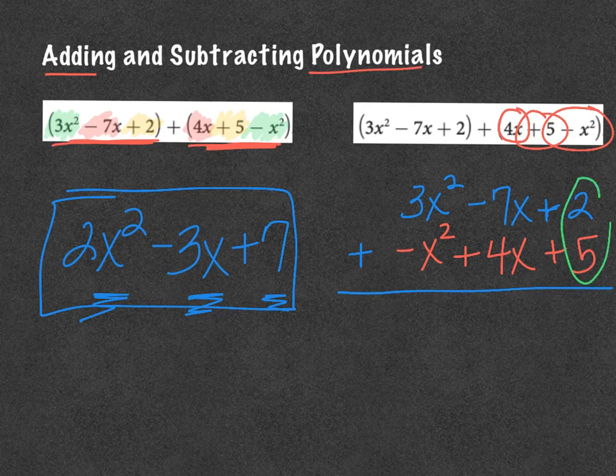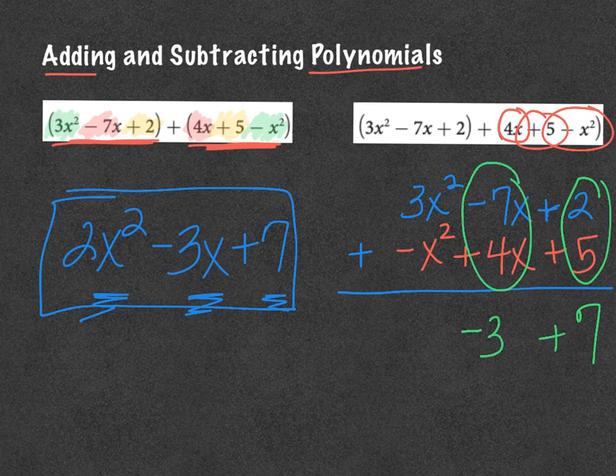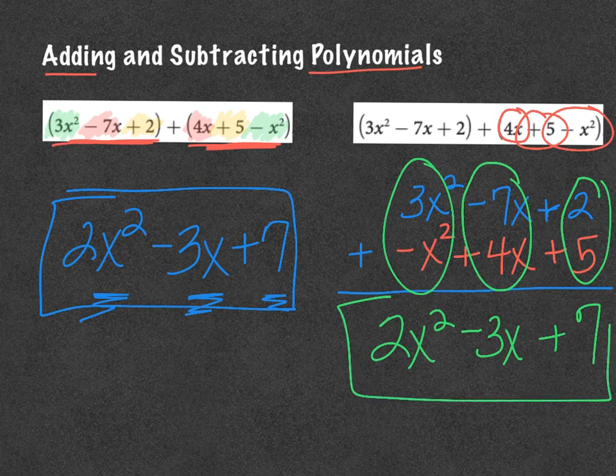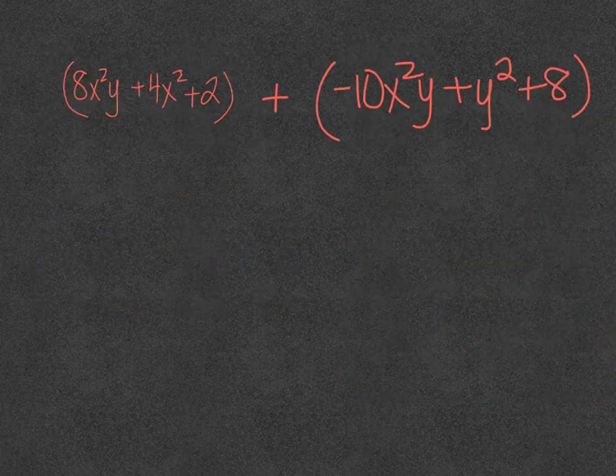So here, 2 plus 5 gives me 7. Negative 7x plus 4x is negative 3x. And then 3x squared plus negative x squared is 2x squared. So I end up with the same thing. One way I did horizontally, which was the first way, combining like terms. The second way I did going up and down, which is called vertical format. All right, just one more quick addition one, and then you'll learn about subtraction in your next video.